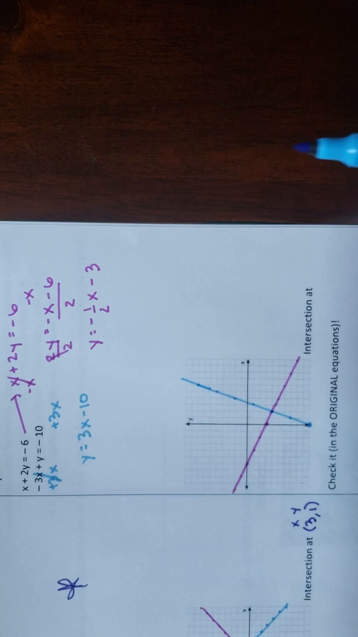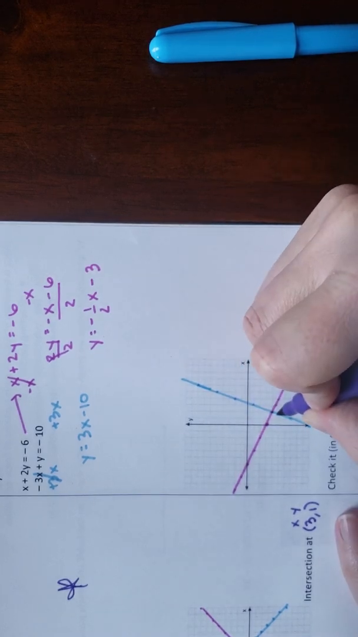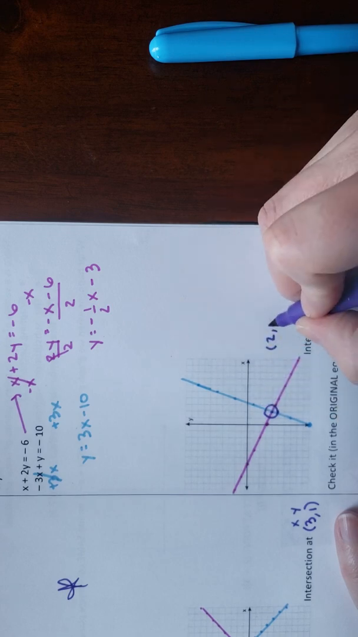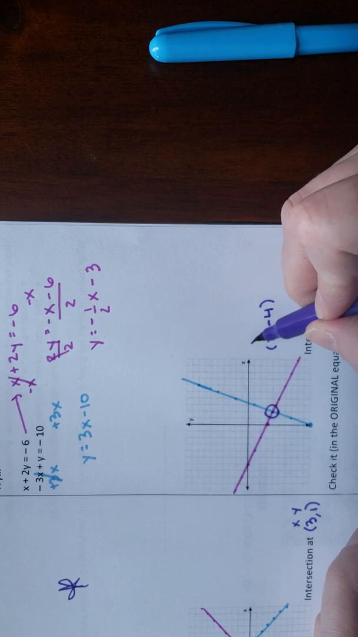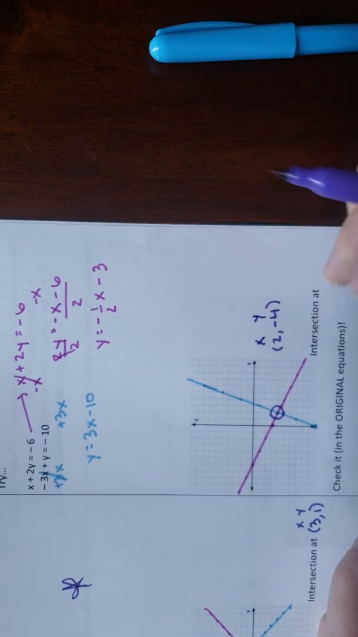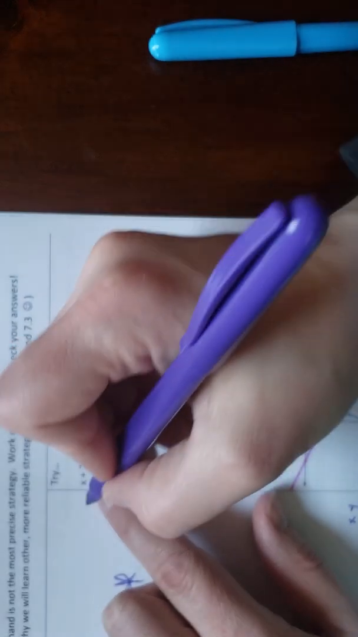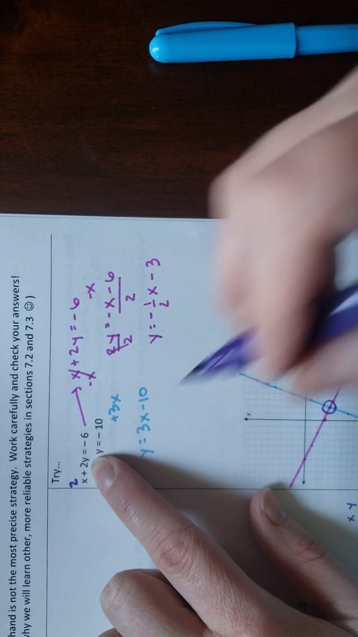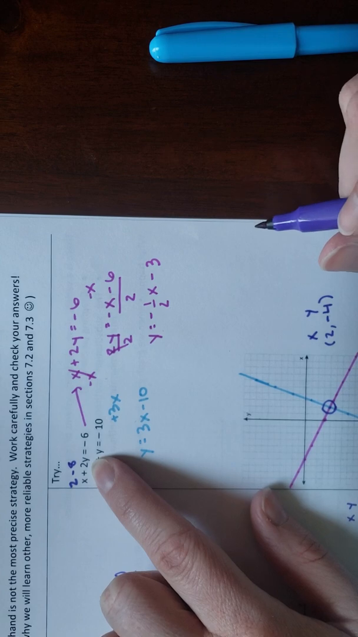Alrighty. Let's check it. We have 2 to the right and 4 down. That means we should sub in 2 for x, -4 for y. So there's 2. What's 2 times -4? -8. 2 minus 8 is -6. Good job there. Let's try the other one.